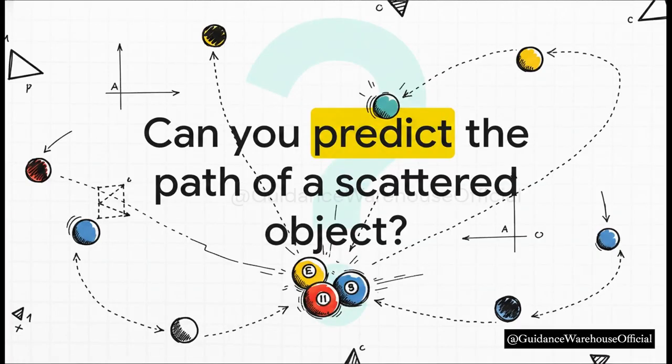Now, here's a really fascinating question. Can you predict exactly where those scattered balls are going to end up? Not just a rough guess, but perfectly mapping their exact speeds and angles after the impact, down to the decimal, using literally nothing but physics?